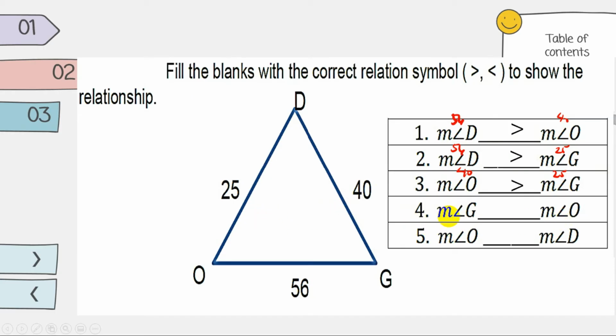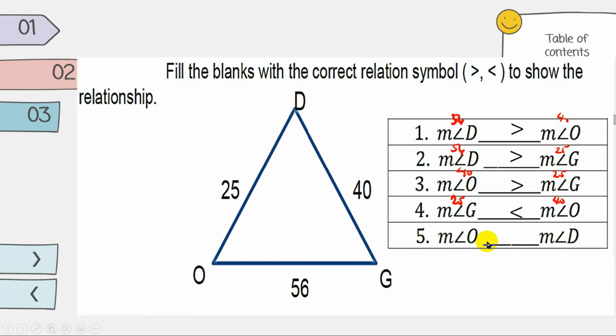Then, for the fourth one, angle G. So, ang measurement ng side opposite to angle G is 25. Side opposite to angle O is 40. So, mas malaki si 40, mas maliit si 25. Kaya po, ang relation symbol ay less than.